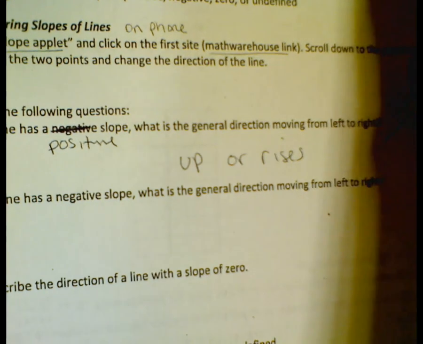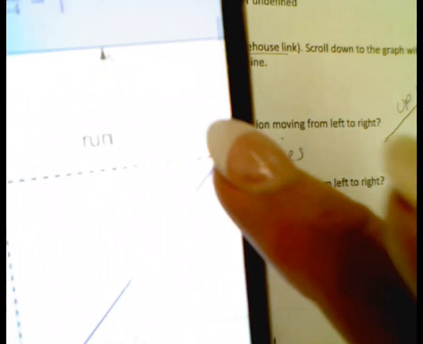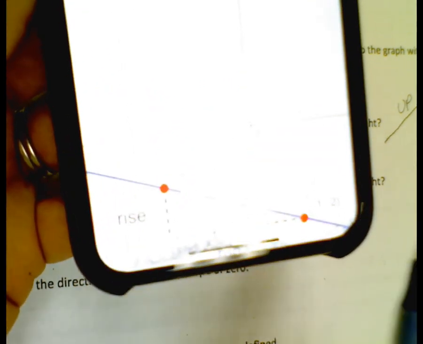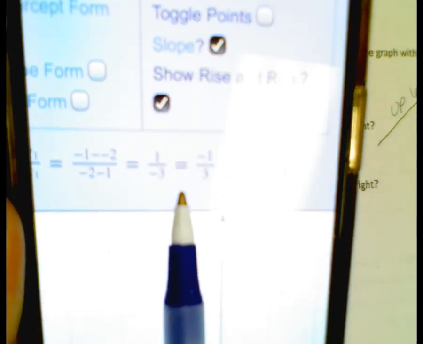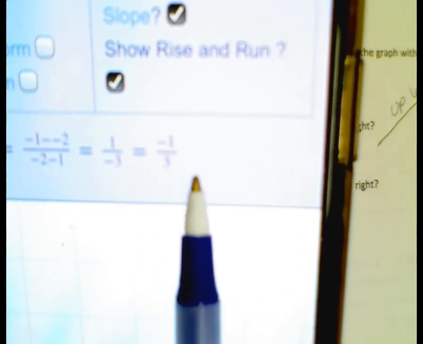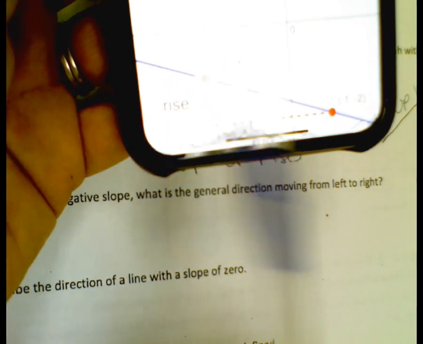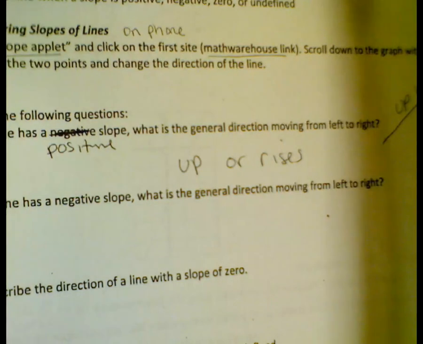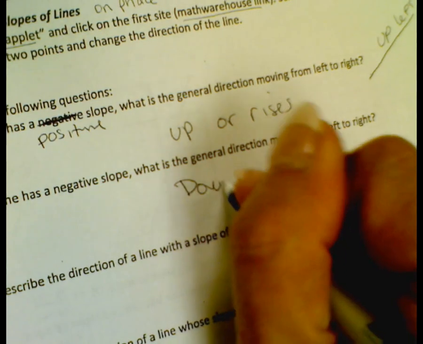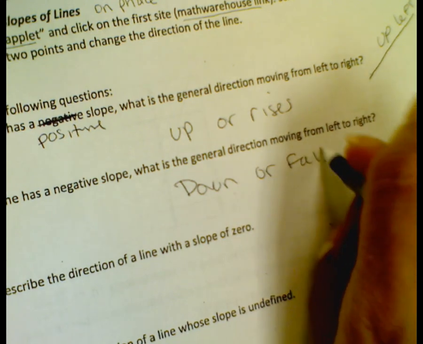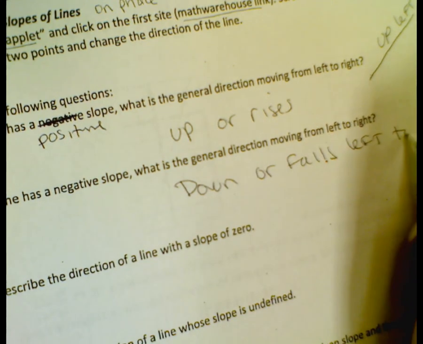Now, what would happen if you drag this down so that it's going down left to right? So from left to right now, it's going down. So look up here at the top. See how it says negative 1/3? Mine says negative 1/3. Yours might say something else because it depends where you dragged it, but mine's saying negative. So if it's going down from left to right, it's negative. So you would say it goes down, or it falls left to right.